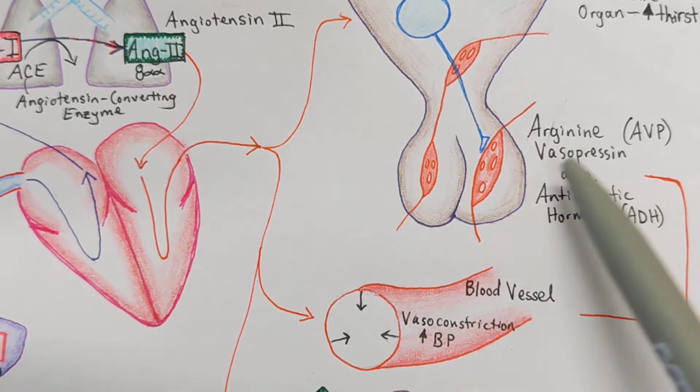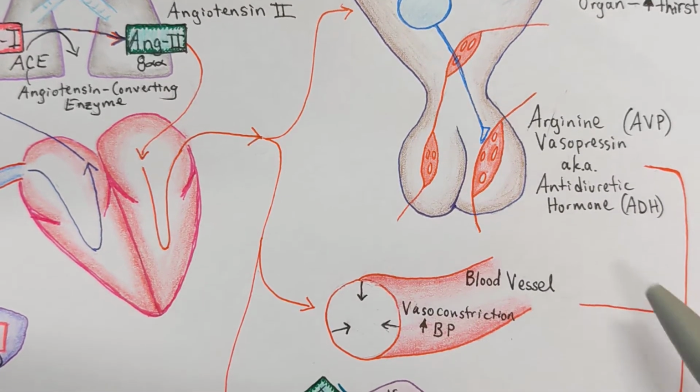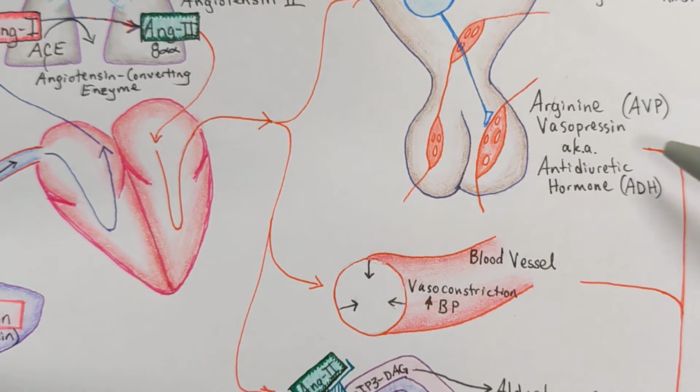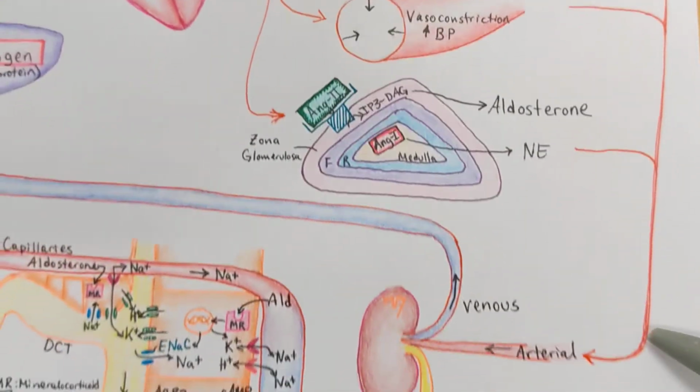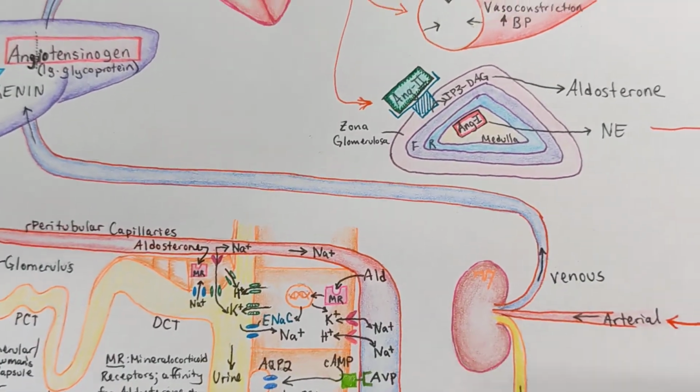ADH is going to directly tell us what this hormone does in the kidney. So this hormone is released and ultimately is going to act on the kidney. We'll get to that in a moment.